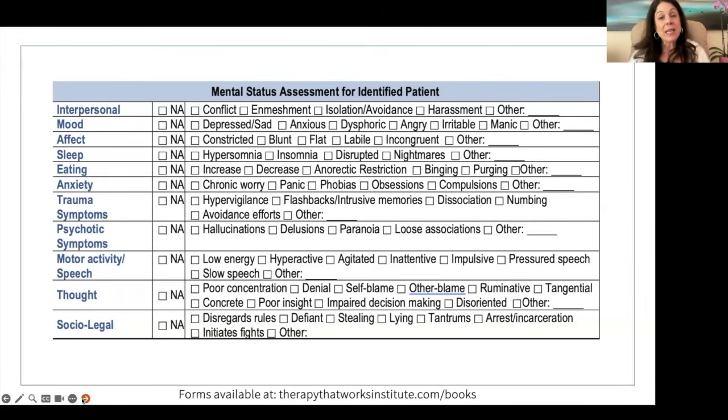Looking at sleep, eating, anxiety, different types of anxieties that you can see here, looking at trauma symptoms, psychotic symptoms, motor activity and speech, thought, quality of thought, as well as social legal issues and behavioral issues, because tantrums, I'm seeing this right there. So something like this, you can click off a lot of the symptoms that will support the eventual diagnosis.